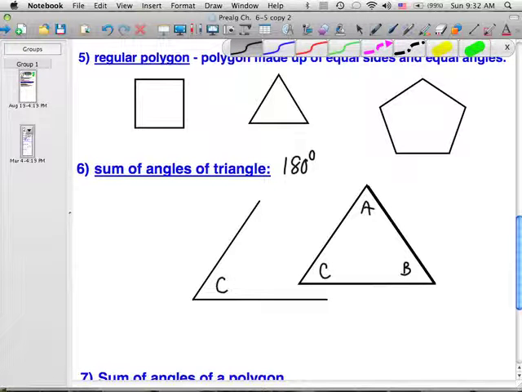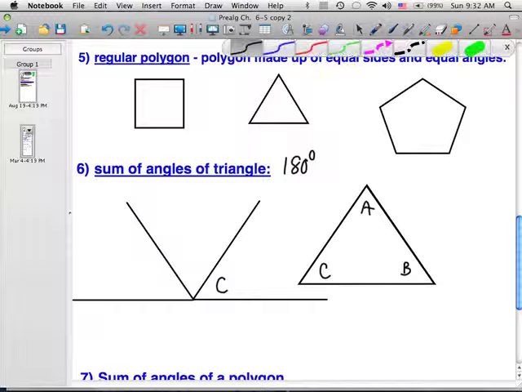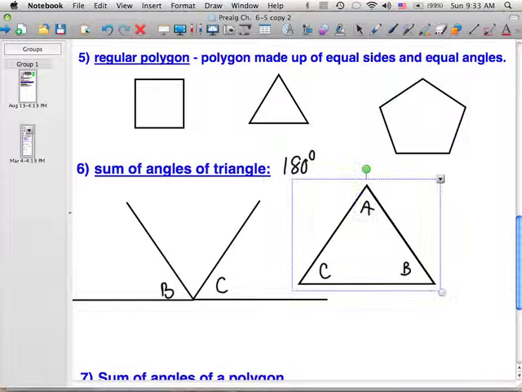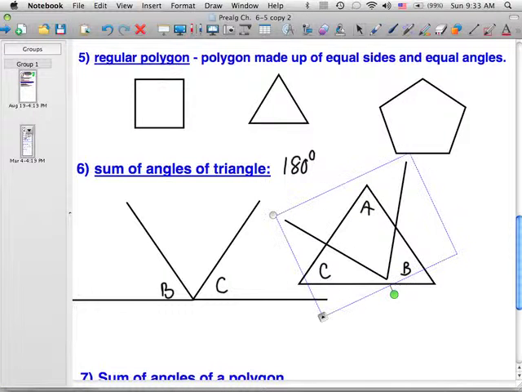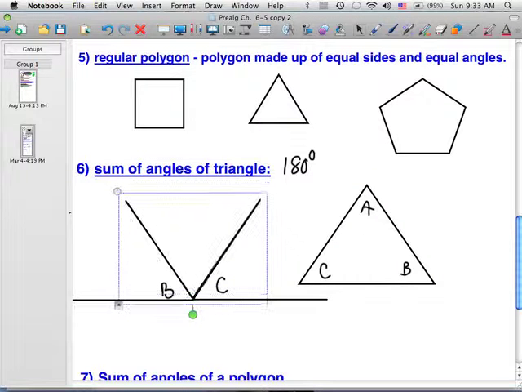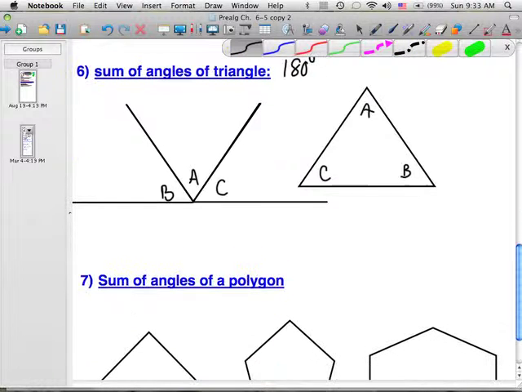And I'm going to take angle B and put it next to it. And then angle A is here. Oops, that's the letter A. I'm going to turn it around and slide it over. And there's A. And the three of them together make 180 degrees. And that's true of any triangle. You can take the angles apart and they'll always add up to 180.